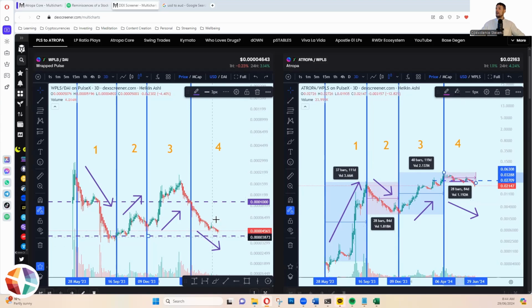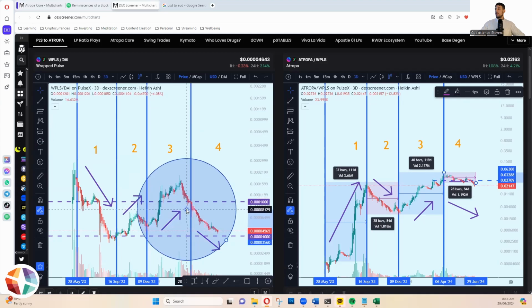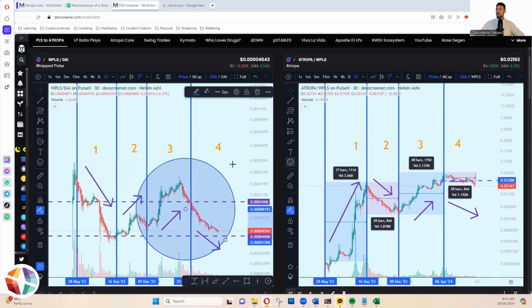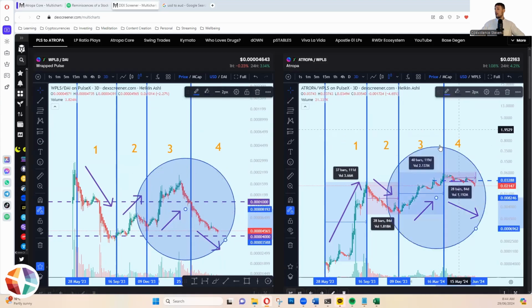So what I've noticed here is that since this moment in time, since these 2 phases, Atropa and Pulsechain have become bonded. They're not moving inversely. They were moving inversely.